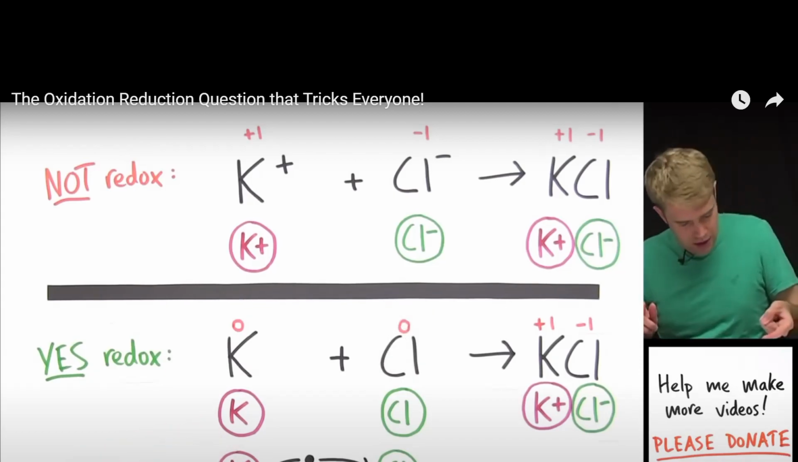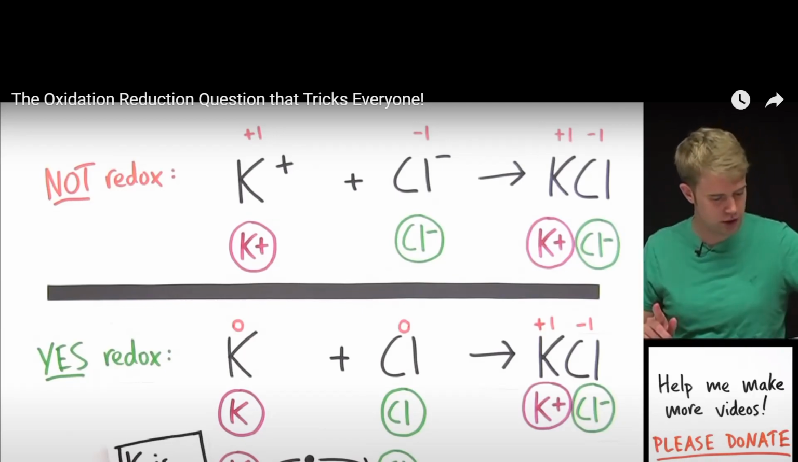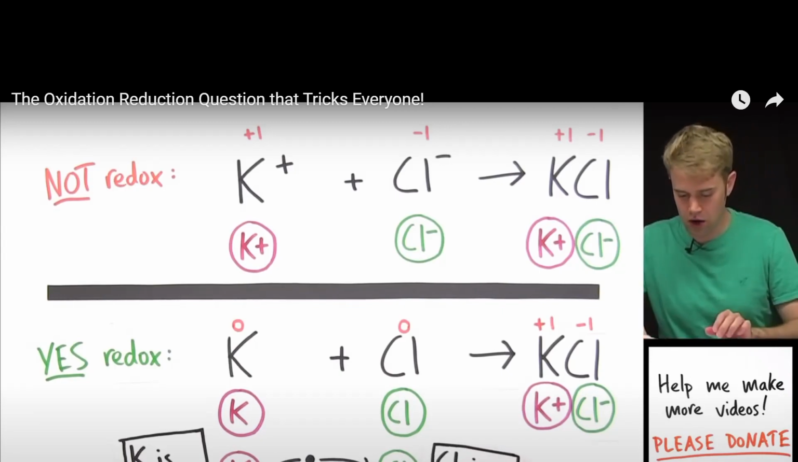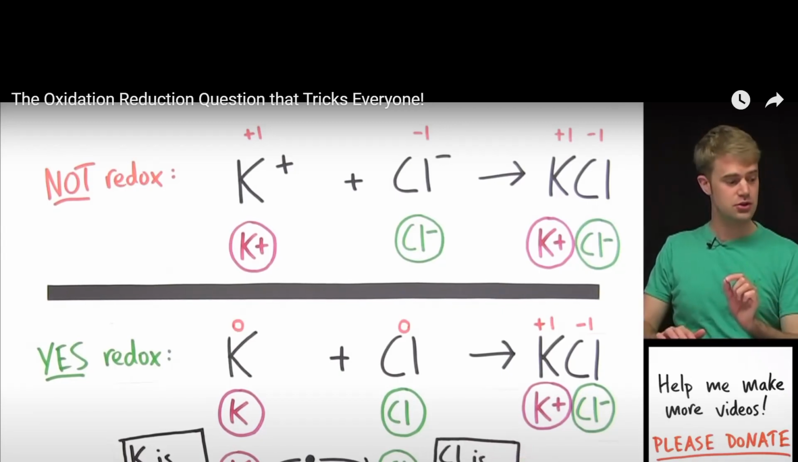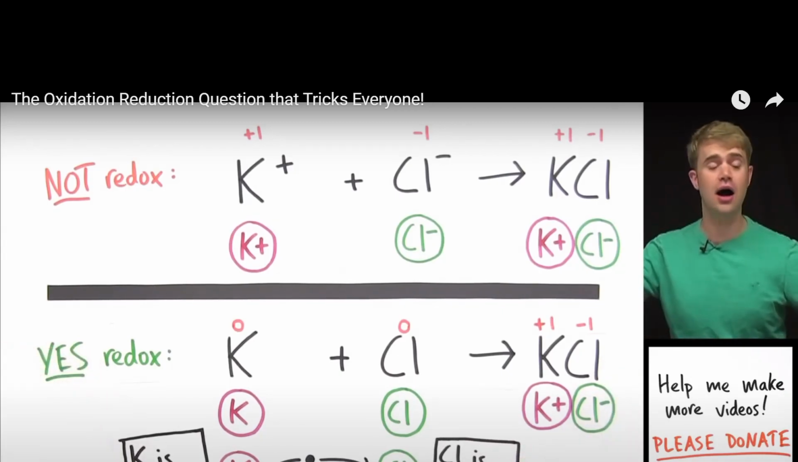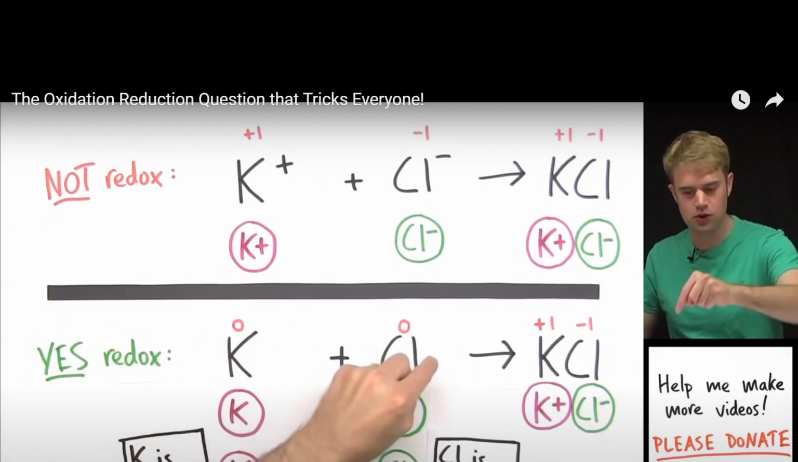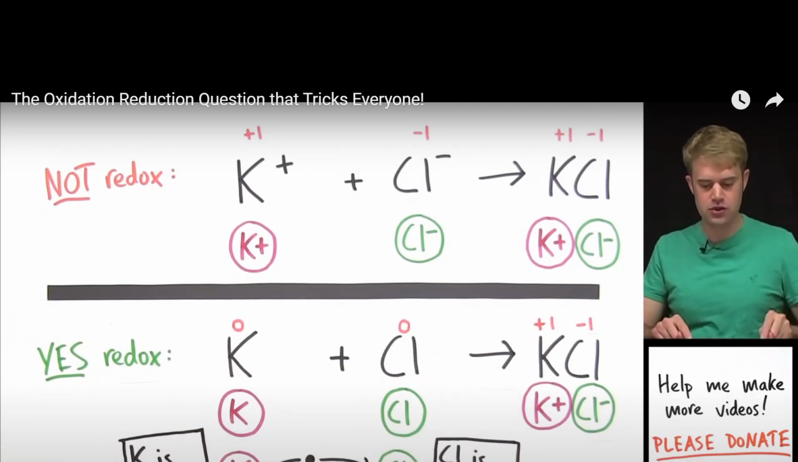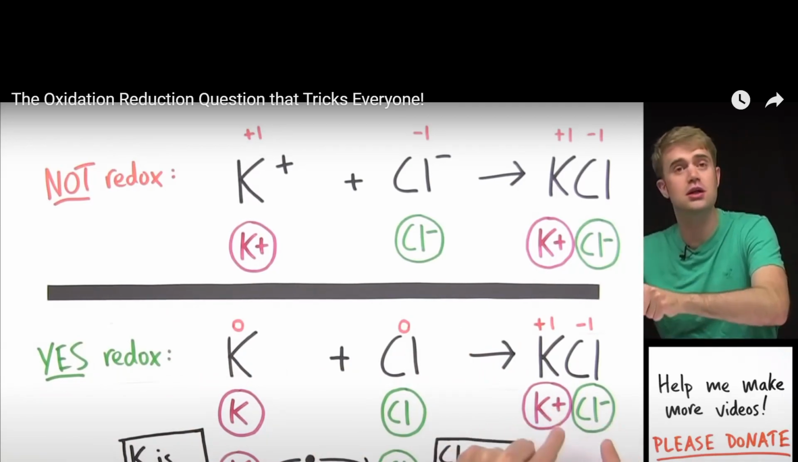But only because of a transfer of electrons. That transfer of electrons caused potassium, K, to become oxidized, and it caused Cl, chlorine, to become reduced. So that's why this is an oxidation reduction reaction, because potassium and chlorine, K and Cl, start out neutral. There's a transfer of electrons which gives them charges, and then those charges stick together.